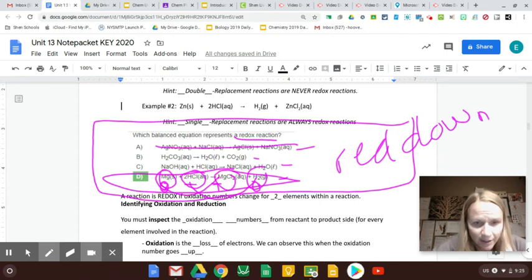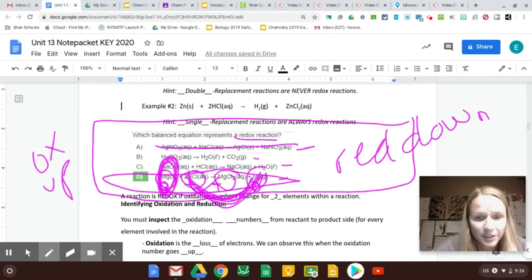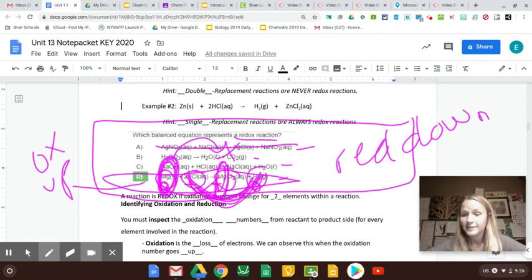Let's see. H was +1, and now it's alone, so it's a 0. So H got reduced down, and I bet somebody got oxidized up. So Mg was a 0 alone. Now it's the first thing in a couple, so it's positive something. So its charge went up, so magnesium got oxidized up.